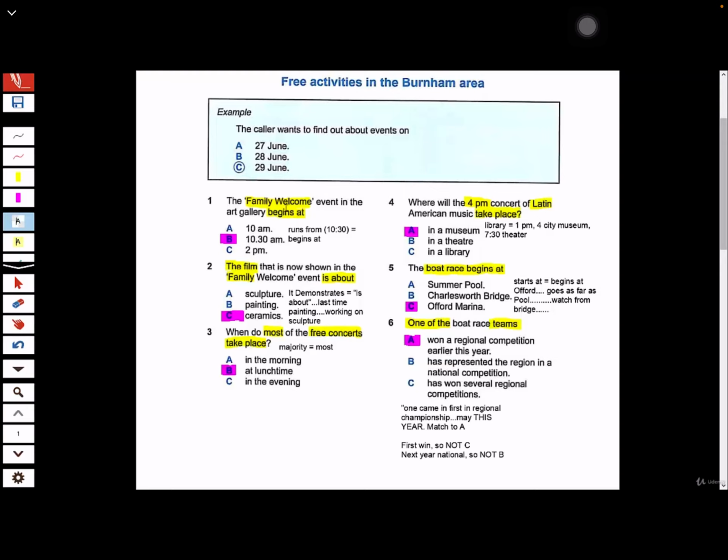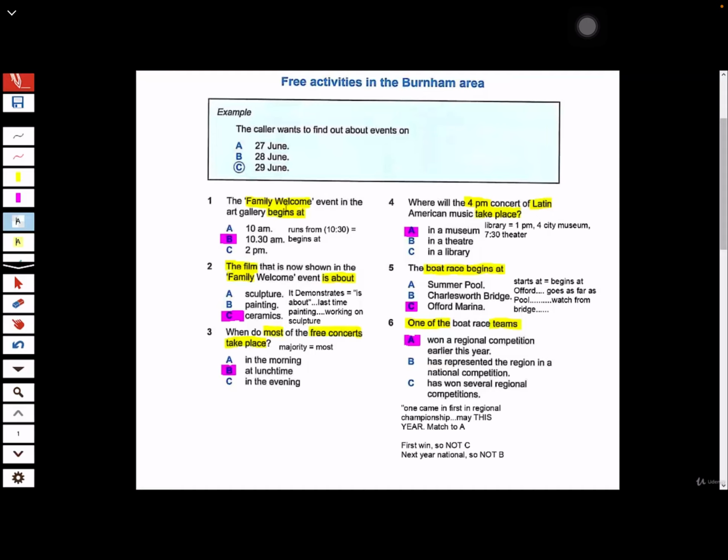Number 2, the answer is C, ceramics. It demonstrates is equivalent to saying is about. So they said it demonstrates ceramics. That means it is about ceramics. They said last time it was about painting. So that's the last time, not now. They said they're working on a sculpture. That's the future, not now.